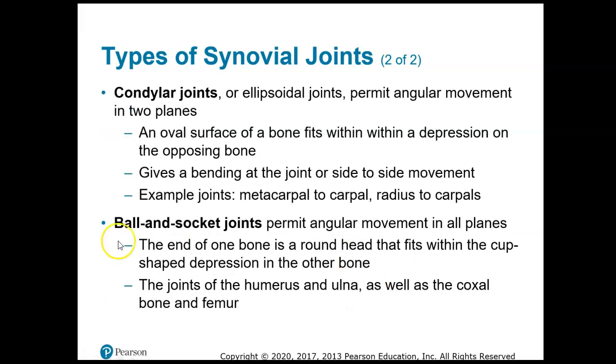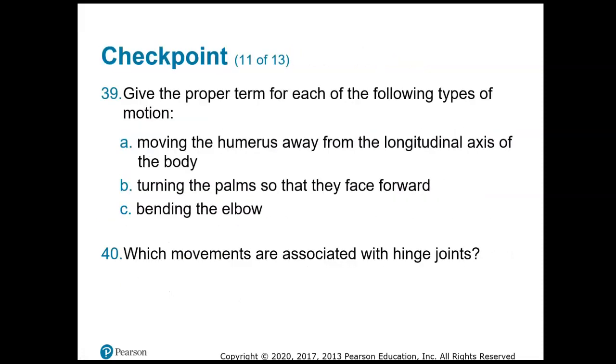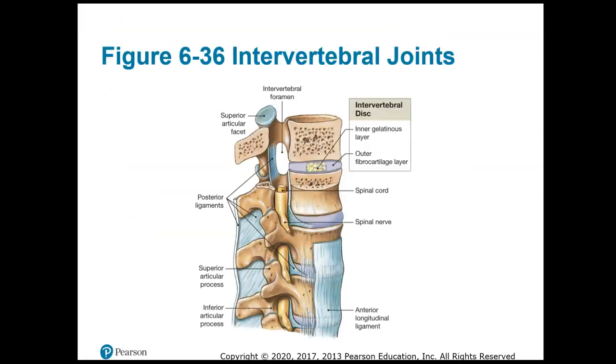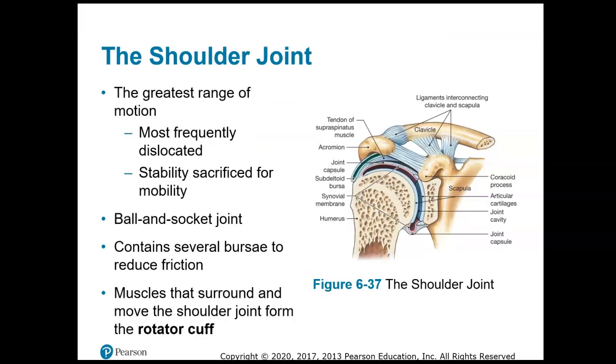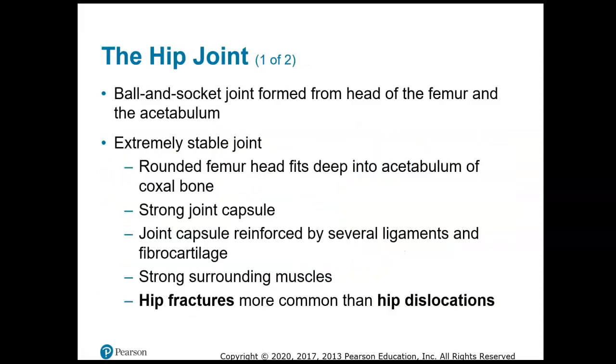And I'll just say that we have two ball and socket joints. That's our hip joint and our shoulder joint. And as far as the shoulder joint, it is the most frequently dislocated joint. It has the greatest range of motion of any of our joints. The stability of the joint is sacrificed for mobility. And we also have the hip joint, which is an extremely stable joint, but doesn't have the mobility that the shoulder joint does.